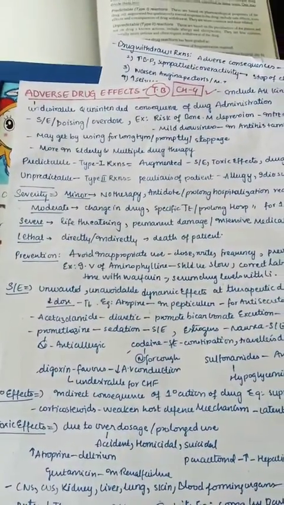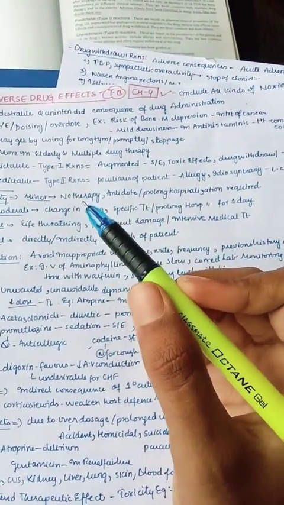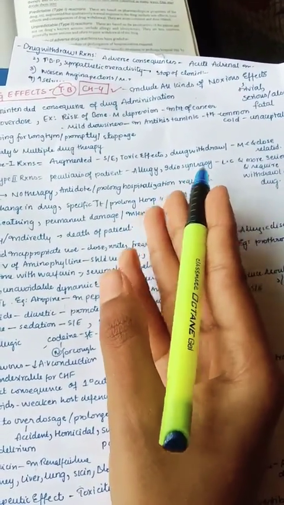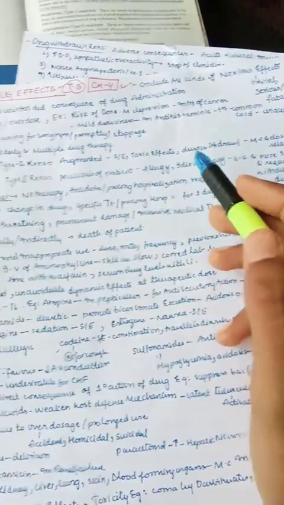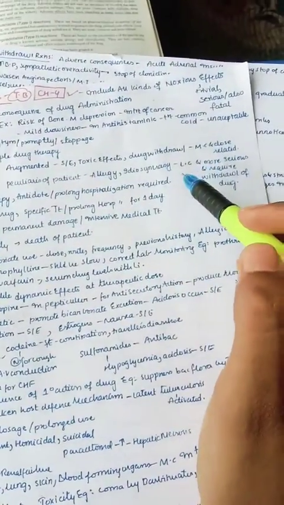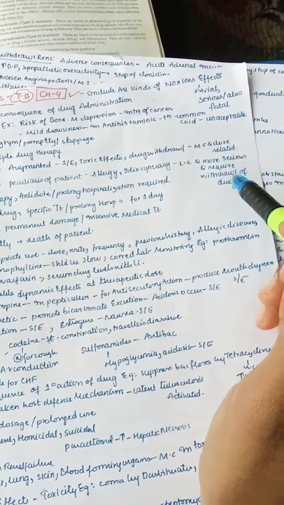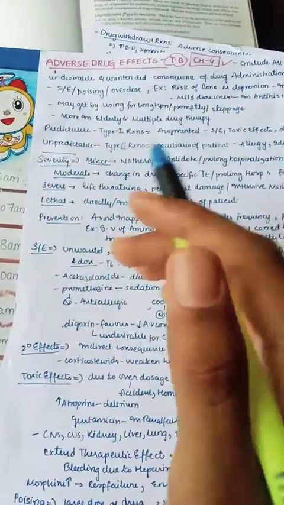Next, the unpredictable type, also known as type 2 reaction. These are peculiarities of the patient, like allergies and idiosyncrasy. Idiosyncrasy means something related to genes and genetics. This unpredictable type is least common and more serious, because we are not predicting it. It may be more serious and require withdrawal of the drug, so immediately we will stop the usage of the drug.